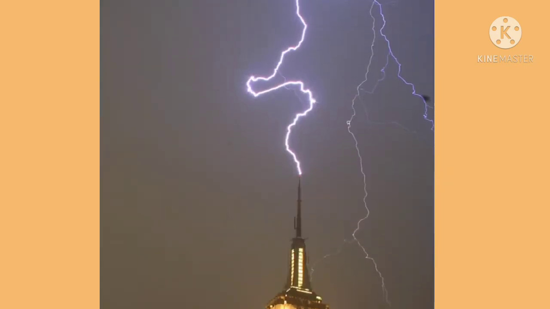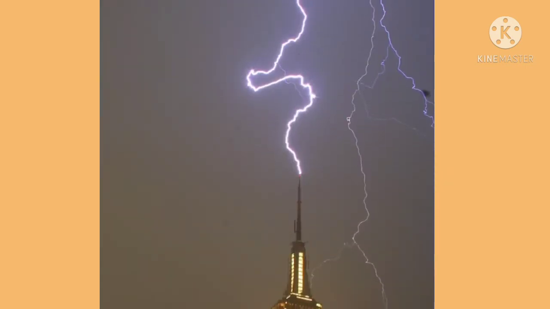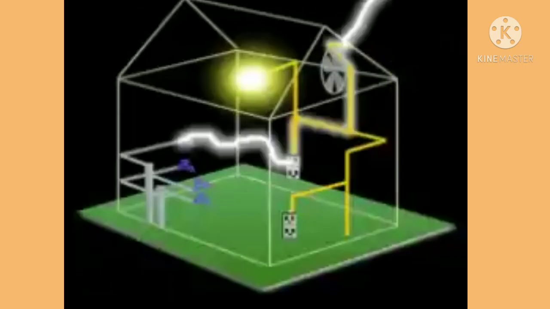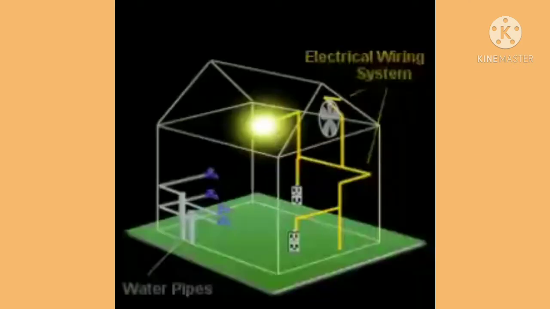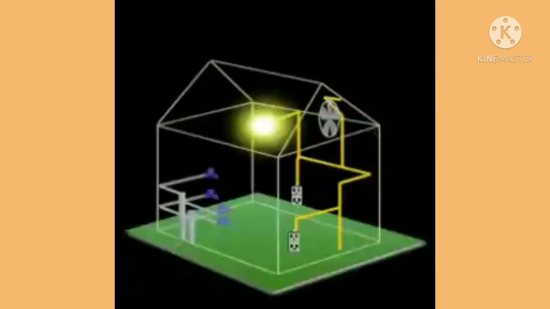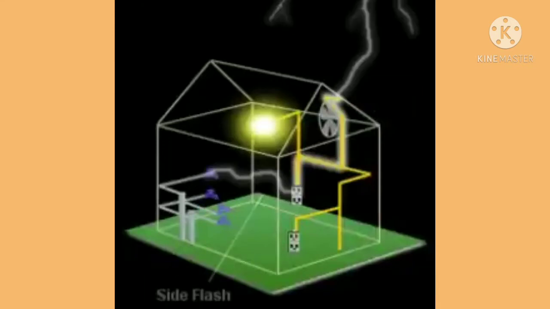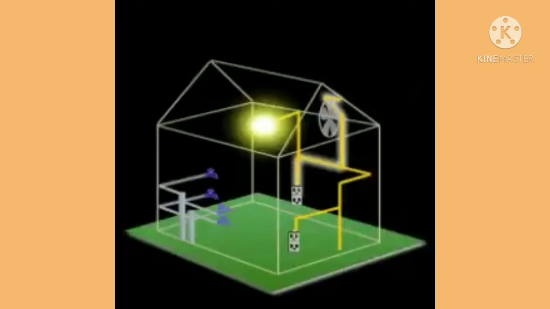How does it work? When lightning falls on the building, the metallic rod at the top of the building attracts the lightning effect. The rod provides an easy route for the transfer of electric charge to the ground. But what would happen in the absence of a lightning arrestor? Yes, lightning will fall on the building and the building will be damaged.